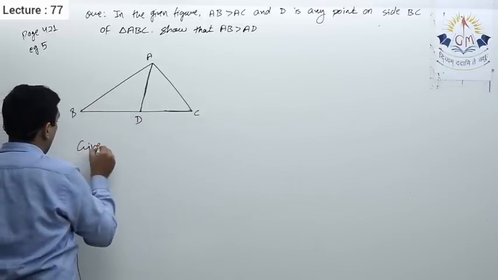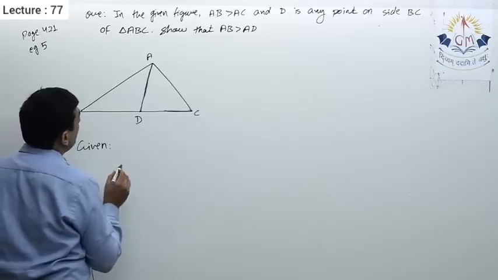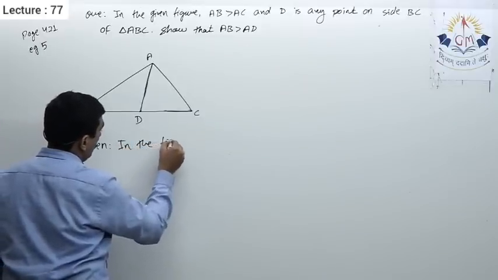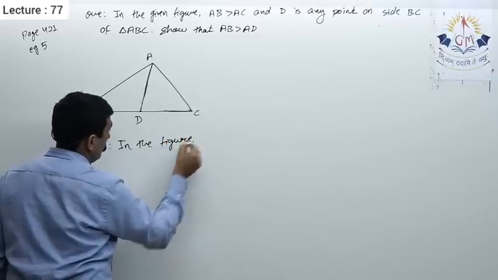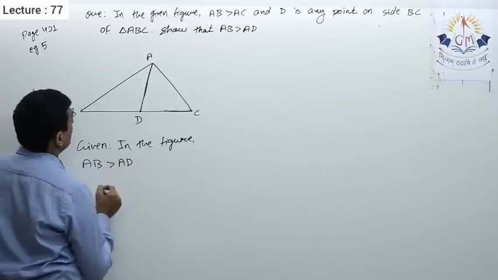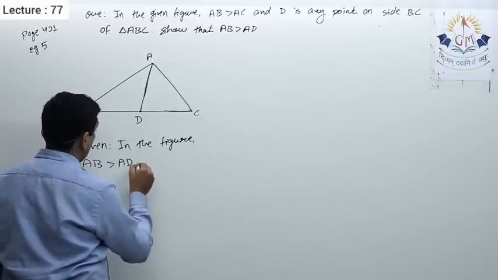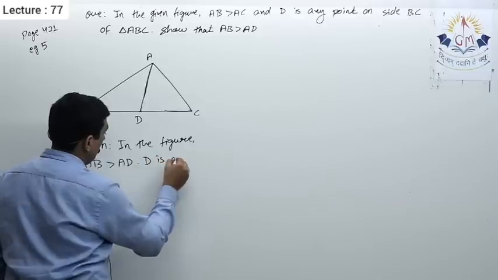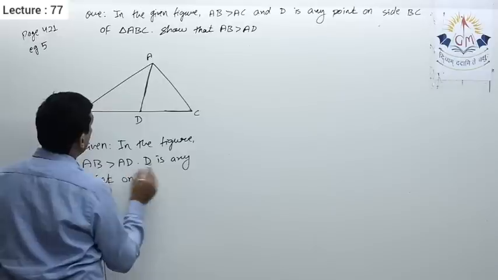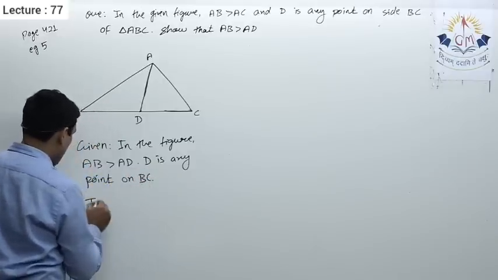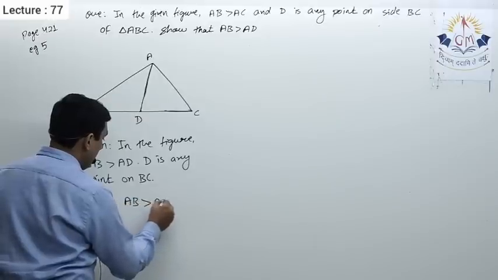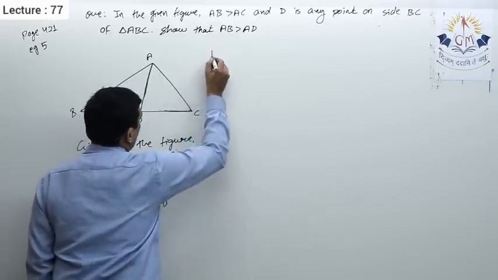Okay, so what is given? AB is greater than AC in the figure, and D is any point on BC. To prove, what we have to prove: AB is greater than AD. Okay, so let us see how to prove this.